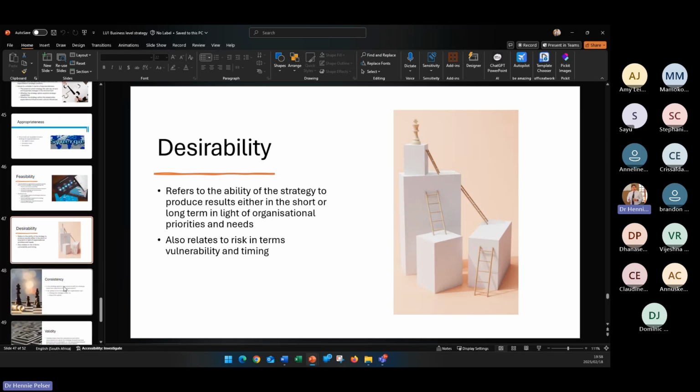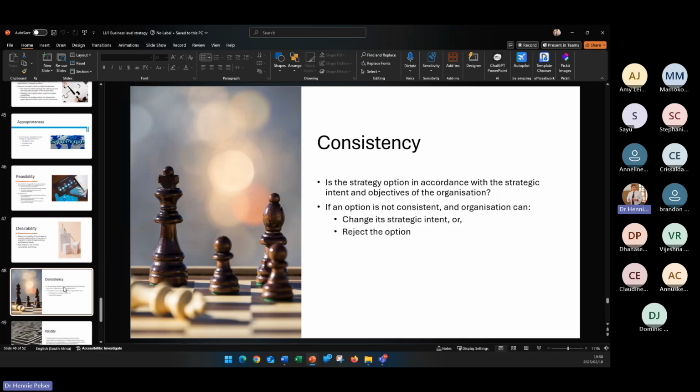Right. And then consistency. Consistency is, does this strategy actually fit in with the overall vision and mission and objectives of the organization? Does it fit with its strategic intent? That kind of thing that makes the organization want to be unique.